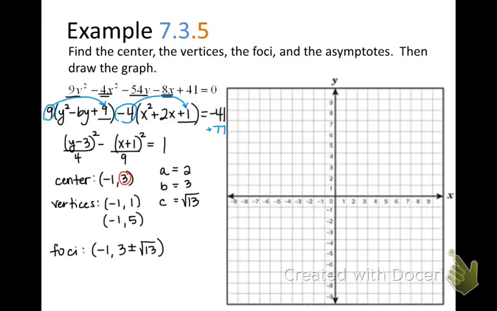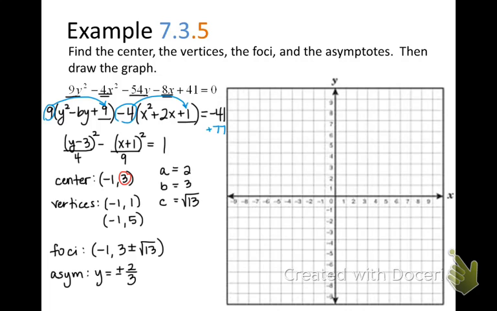What else do I have to find? Asymptotes. So my asymptotes are going to be y equals plus or minus, good, don't forget that part. If you only give me a plus version, you're going to lose points. Is it a over b or b over a? A over b. It's a vertical ellipse, right? So a value is 2 over your b value is 3.